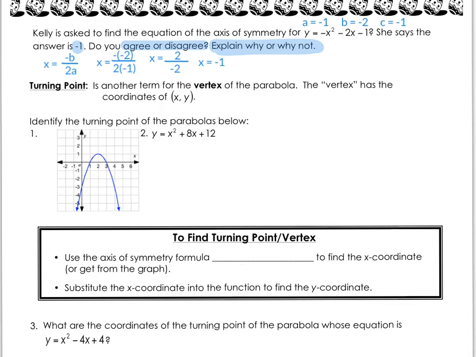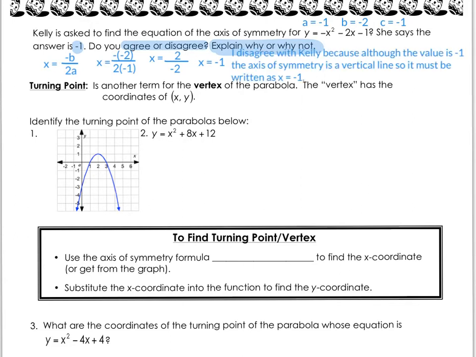So do we agree with Kelly? Well, I agree that the value is -1, but if we're talking about an axis of symmetry, I can't just say -1. I have to say x equals -1 to show that it's a vertical line that goes through the turning point. So -1 is the right value, but how she wrote it is incorrect. I wrote this as I disagree with Kelly because although the value is -1, the axis of symmetry is a vertical line, so it must be written as x equals -1.